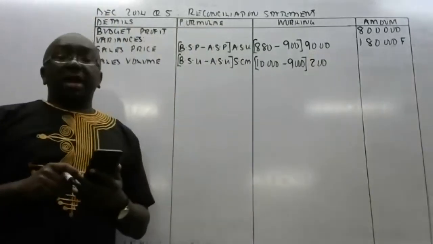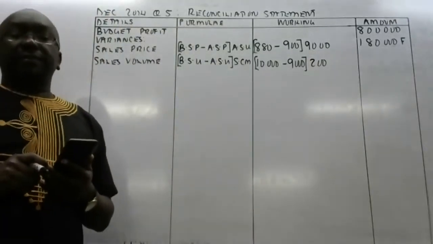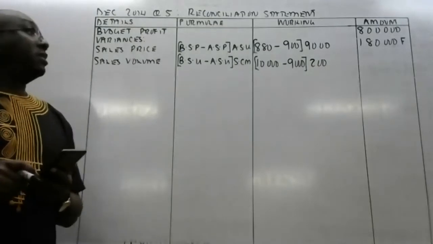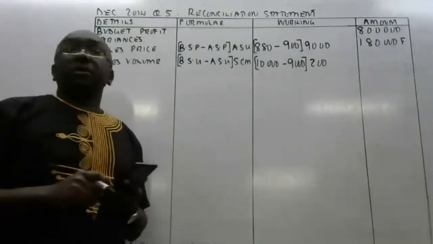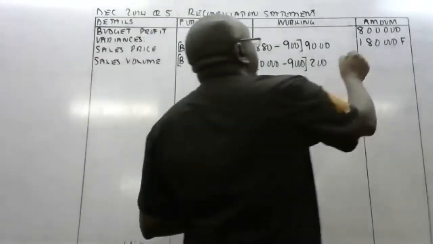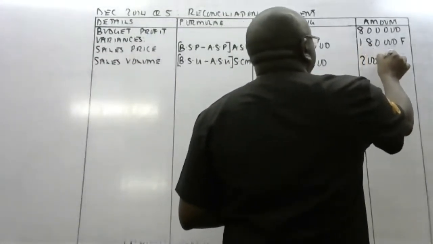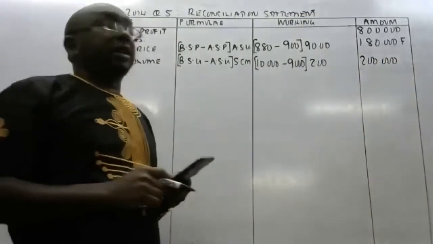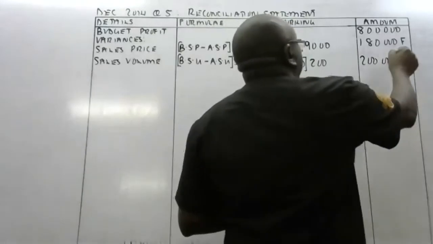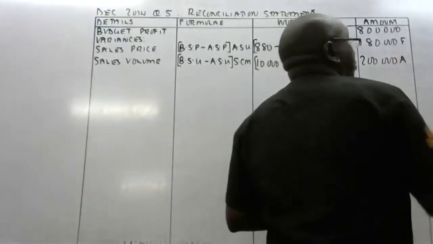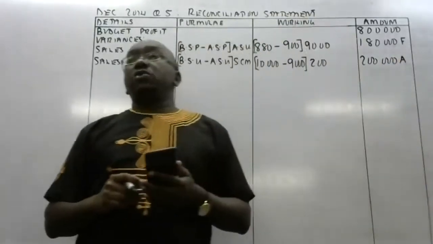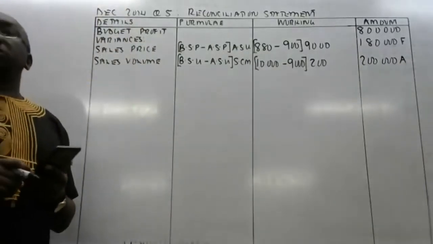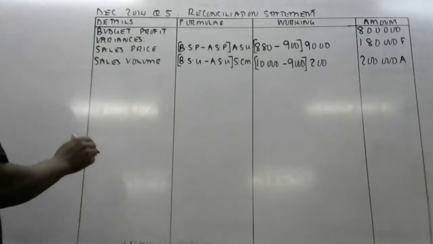Standard contribution margin was 200. So that gives us a variance of 200,000. Now, is that favorable or adverse? It's adverse. It's adverse because we sold fewer units.